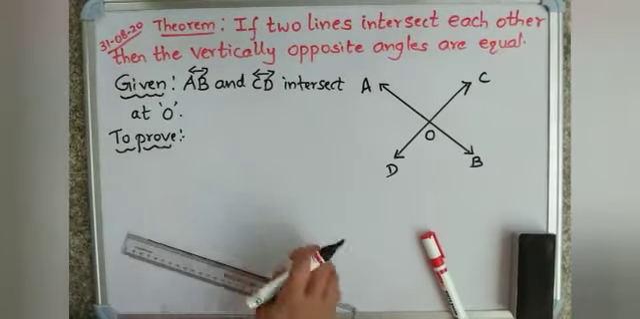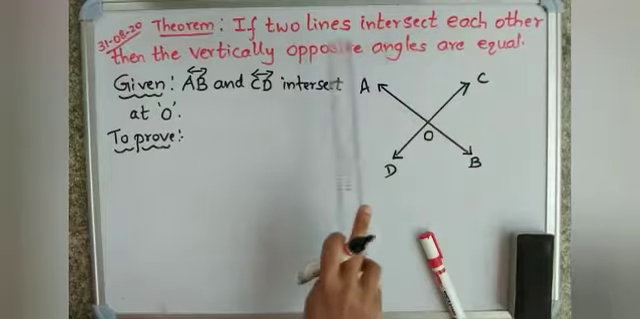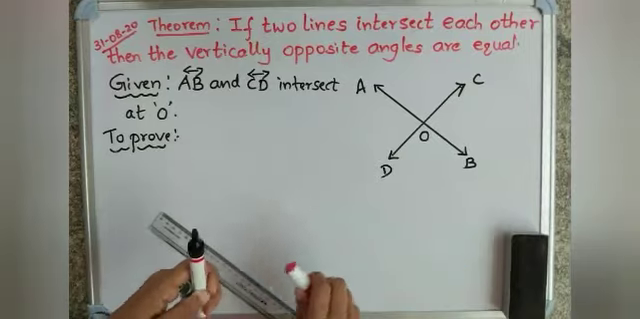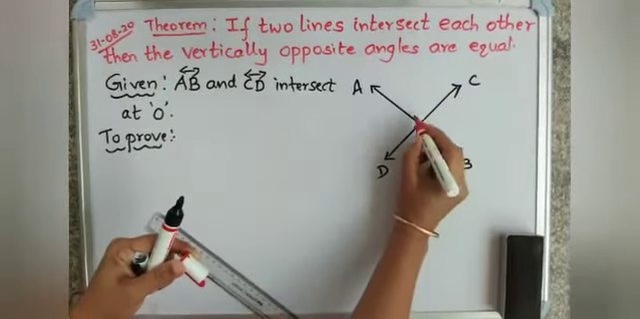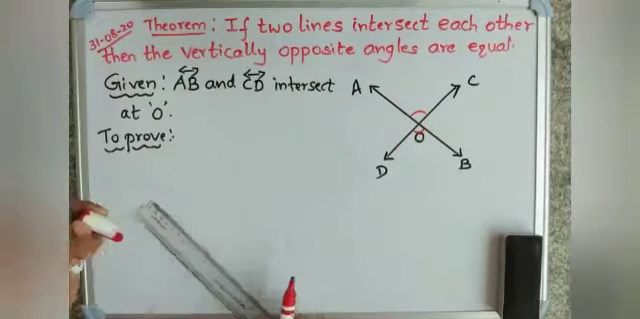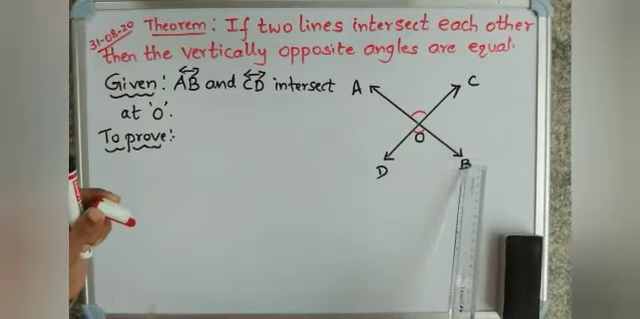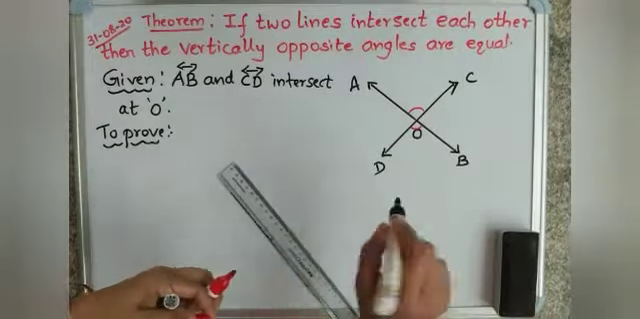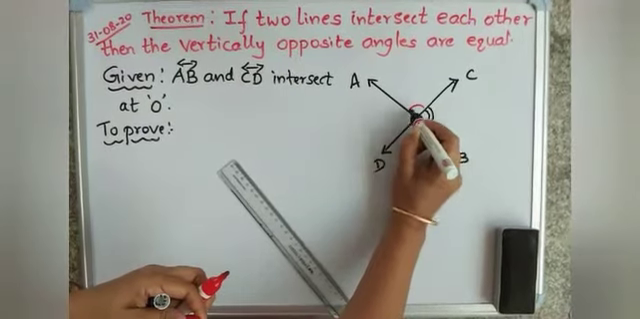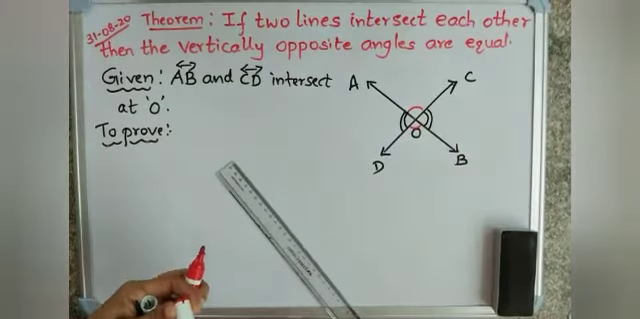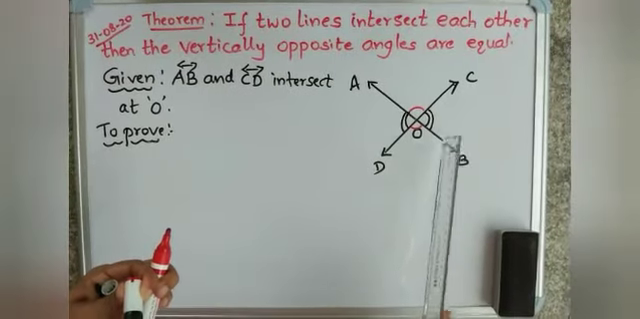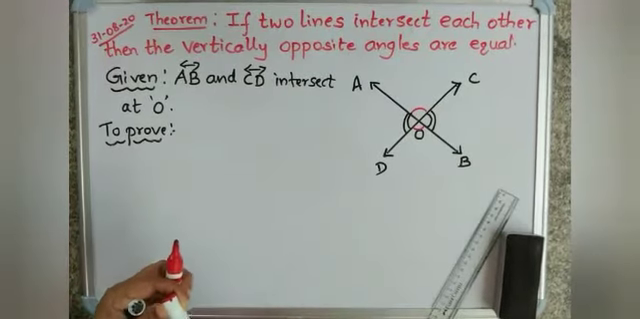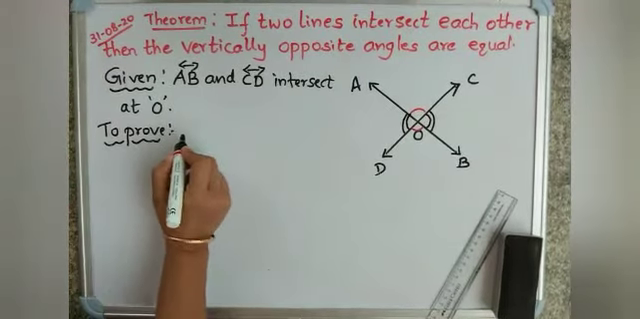What is given in the statement? They intersect each other, then vertically opposite angles are equal. So let us write those vertically opposite angles. Now you can see here angle AOC and BOD are vertically opposite angles. We have to prove these are equal. Similarly, another set of vertically opposite angles, that is angle BOC and angle AOD are equal. We are going to prove that now.